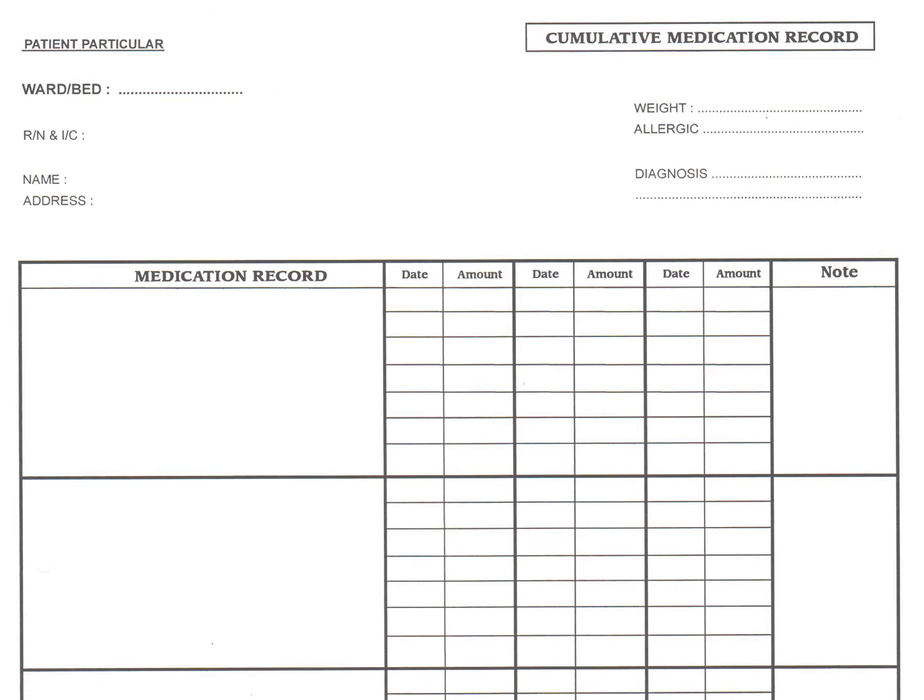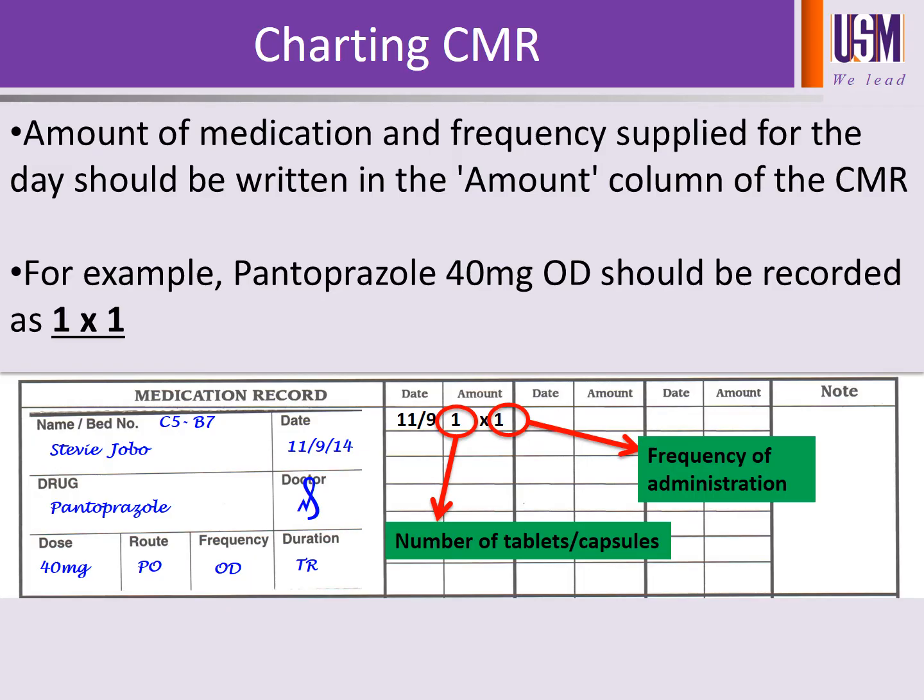Basically what you will do is, once you receive a prescription, we will take all the new prescriptions or any new prescription with changes, and paste it on the CMR, in the section where it is written medication record. Once it is pasted, we will check for the expiry date of the prescription and record it in the amount column. Now I'm going to teach you how to do a CMR charting. This is a very easy process, we just have to understand the process in detail, okay?